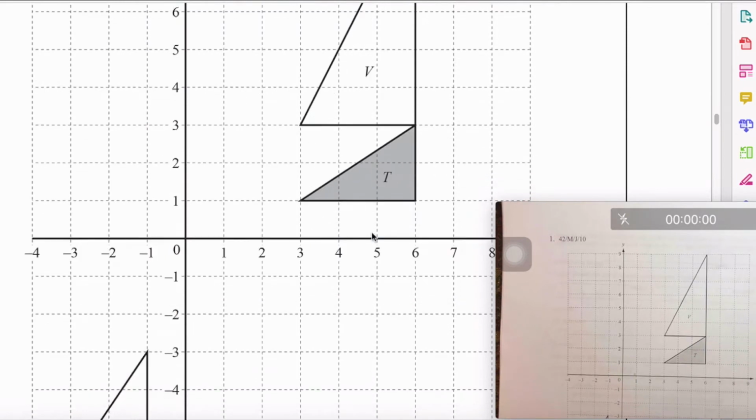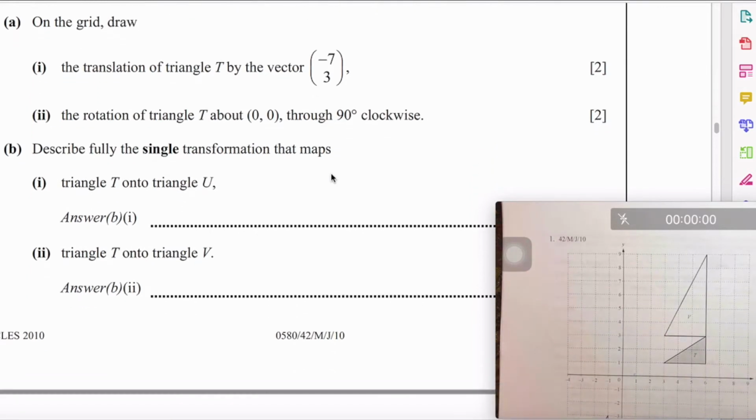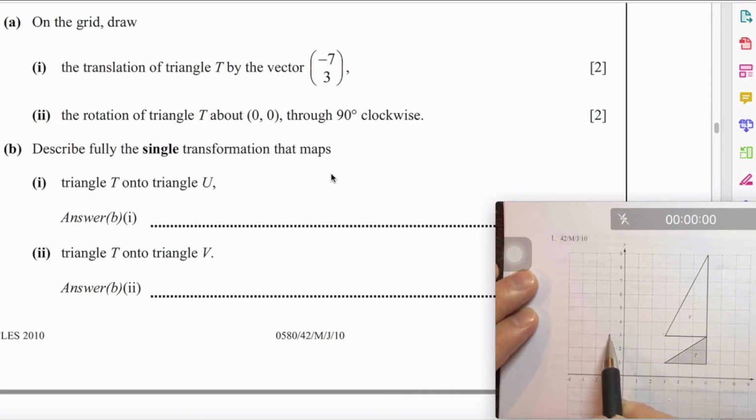Now, it is triangle T, and it is the translation vector. So (-7, 3) is the translation. Now, -7 means each vertex is transferred 7 units left. So 1, 2, 3, 4, 5, 6, 7. So -7 here. Next one, 1, 2, 3, 4, 5, 6, 7, -7. Then each one 3 units upwards. So 1, 2, 3, it comes here. Then 1, 2, 3, it will come here.